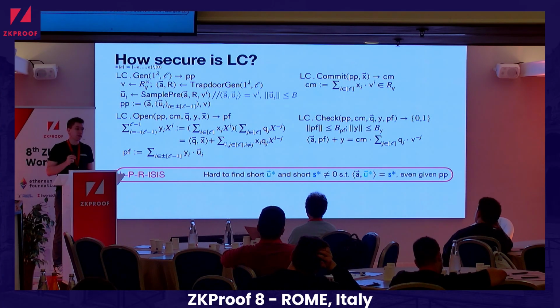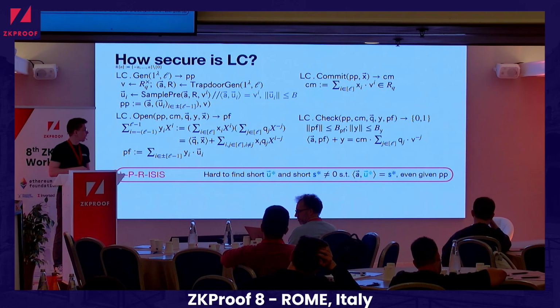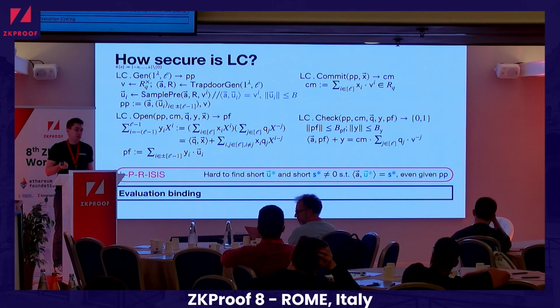We're actually trying to get the adversary to find a pre-image for the unit 1, and we're allowing it some fudge factor S star to maybe do some magic during the reduction. And then the proof of evaluation binding is actually quite easy.